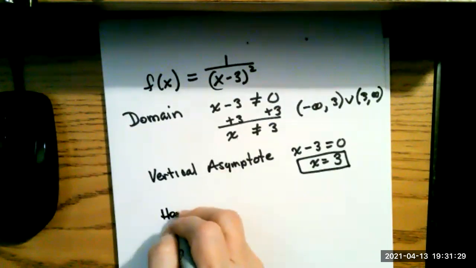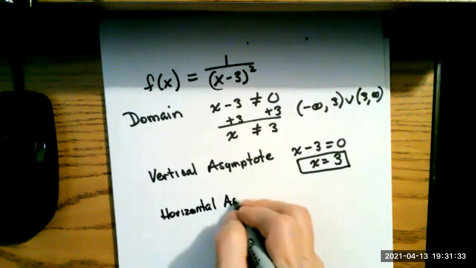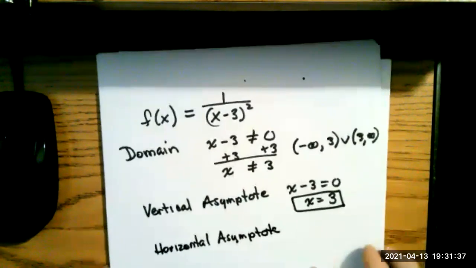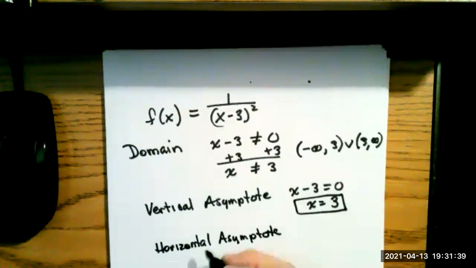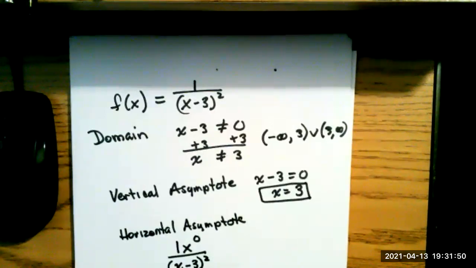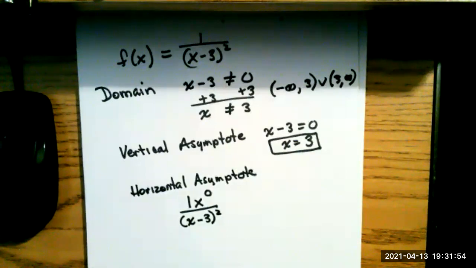Let's do horizontal asymptotes. Okay, for a horizontal one, you have to know that this is 1 times x to the 0 on the top. If it's just a number on the top, then it's x to the 0 power.